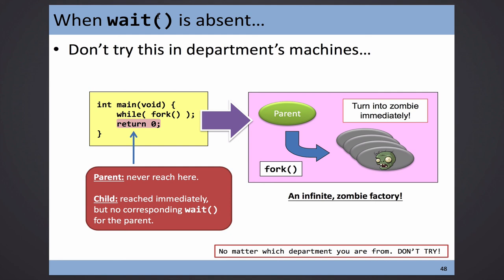How about the parent? It will always receive zero or non-zero? Non-zero, right? If we receive non-zero, that means the loop should go on, and every time we check whether the loop should go on, there's another fork. Fork and fork and fork and fork. There's an endless zombie factory. And now I will demonstrate what exactly it is.